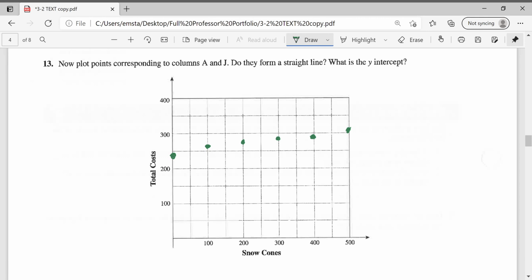They asked me for the y-intercept. That's this point right here where it crosses the y-axis. That's the point 0, 245.